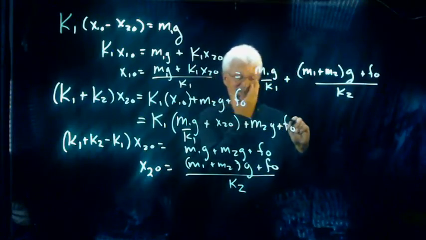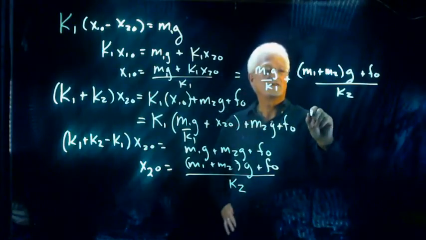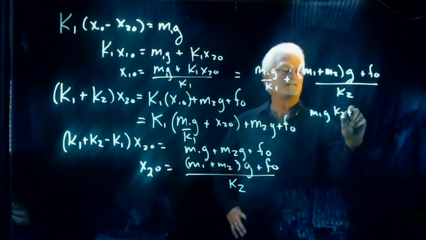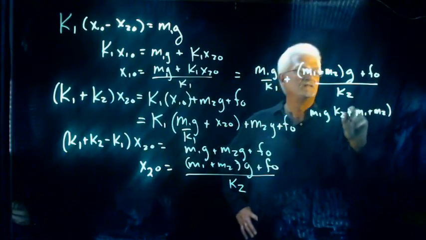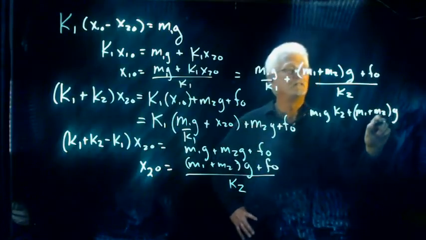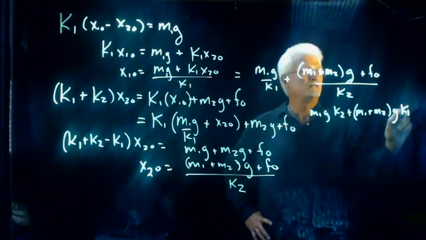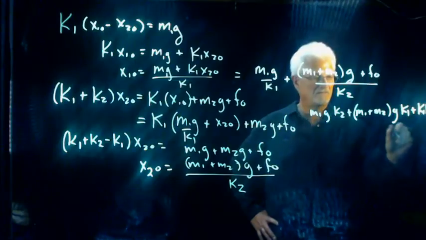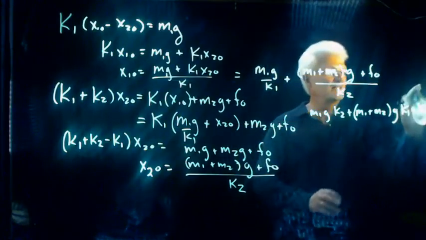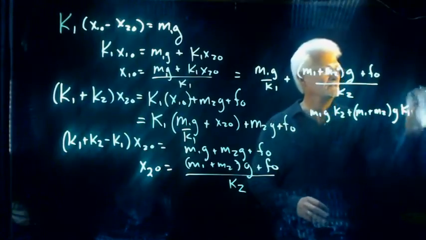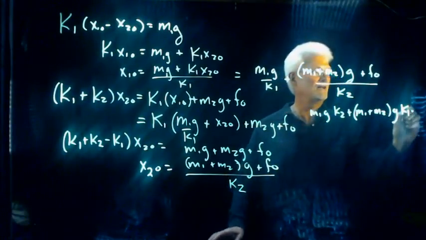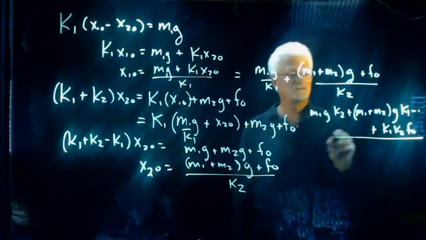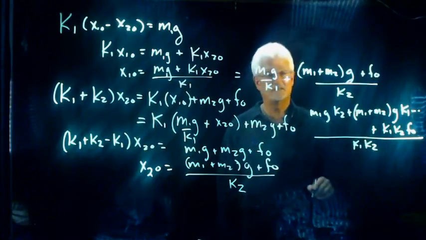There's a lot of different ways of solving this, right? So I could do it this way: m1g K2 plus m1 plus m2 times g K1 plus K1 K2 f0. Oops, I'm falling off. So sorry, I'm getting off of the dot, plus K1 K2 f0, total over K1 K2. That's one way of doing it.